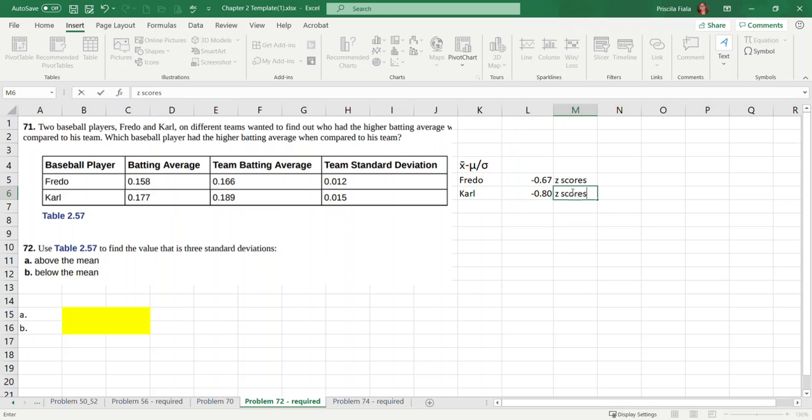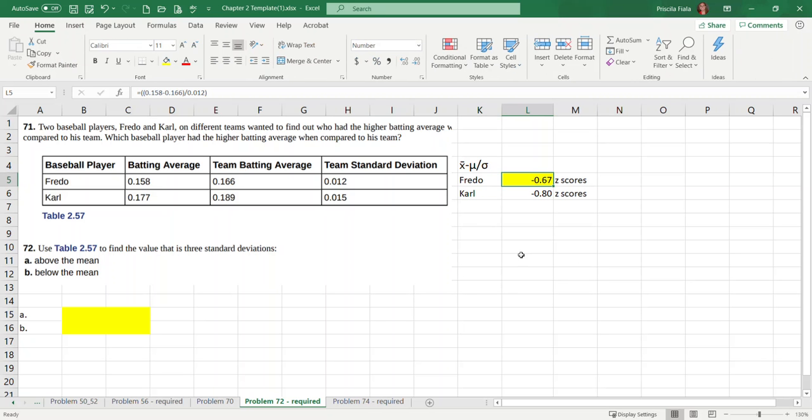There we go. Those are again z-scores. Now you were able to answer this. Which baseball player had the higher average when compared to the team? Well, which one had the higher? If you have a negative 80, that's actually worse than a negative 67. You're looking for a better, higher batting average. So in this case, Fredo definitely has the higher one. And if you say no, that's incorrect, just think about it. You have zero for your mean. This side you have the negative, this side you have the positive.